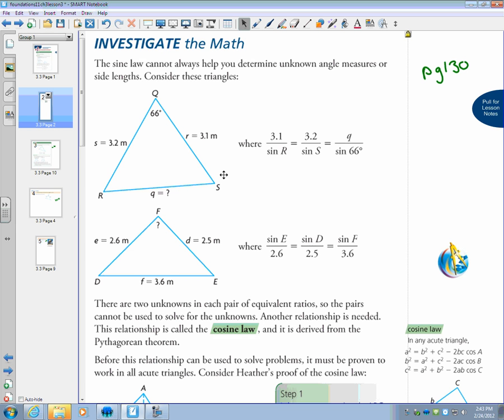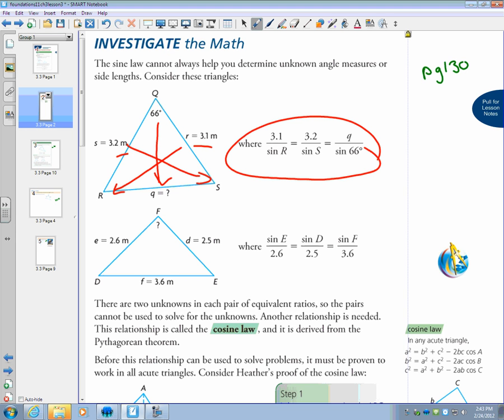So look at this triangle here. We have two sides, we have an angle, but we don't have an angle opposite one of those sides. So if we try to use the sine law, we set it up, well, 3.1 is opposite R, 3.2 is opposite S, and 66 is opposite Q. There's no way that we can use this to solve for anything. We have two unknowns any way we look at it. Can't do it.